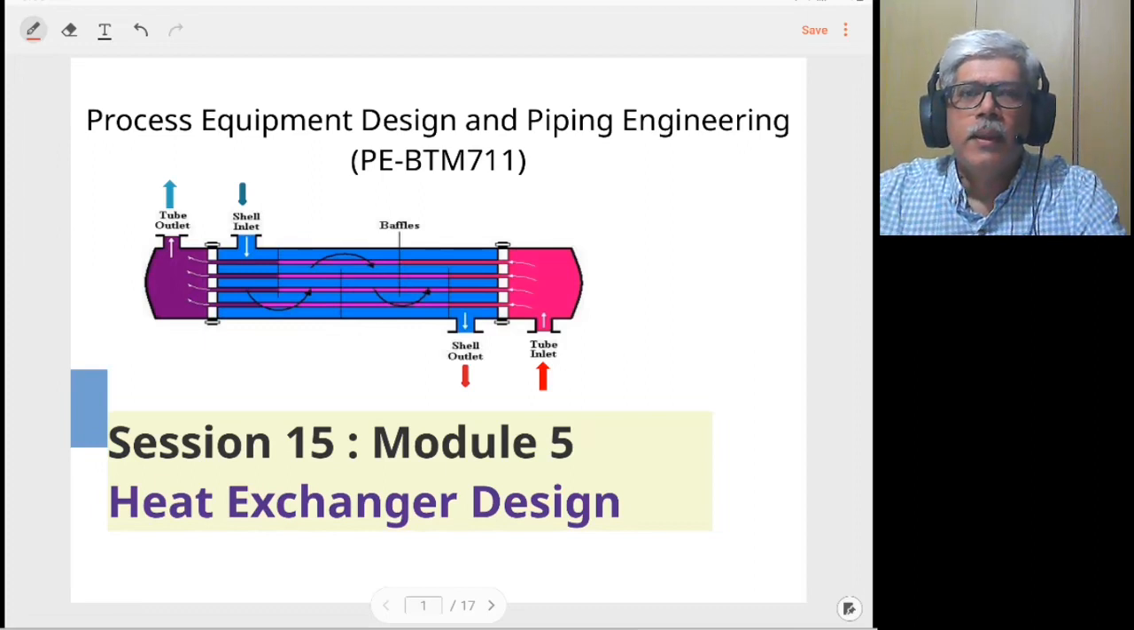Hello everyone. In today's session, we are going to learn about the mechanical design of heat exchangers. Heat exchangers are an important part of any process plant, and typically you will find hundreds of them in a process plant. In this session, we are going to see the constructional features of heat exchangers.